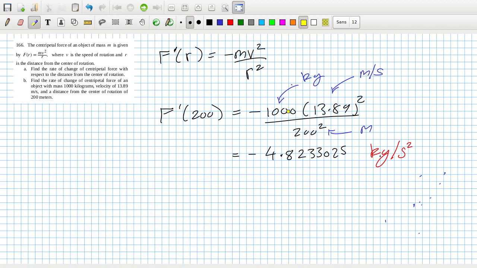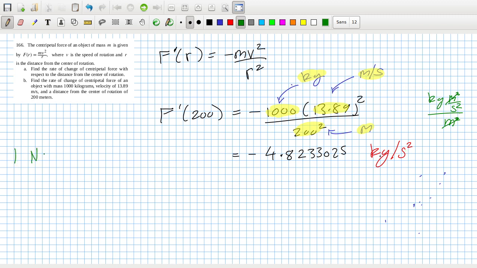Let's highlight here. 1,000 kilograms. Meters per second. So meters per second squared. 200 meters. So meters squared. So that's definitely kilogram meter squared per second squared per meter squared. Cancel, kilograms per second squared. Okay.